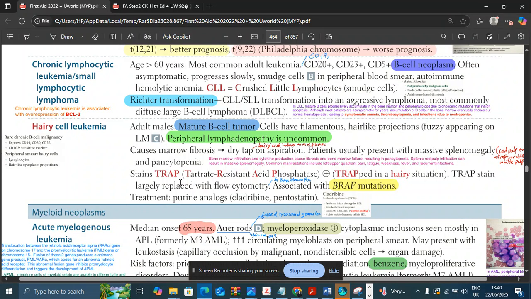The most accurate test to diagnose hairy cell leukemia is flow cytometry. For the treatment options, most likely we give the patient purine analogs, cladribine and pentostatin. These are the treatment options for hairy cell leukemia.